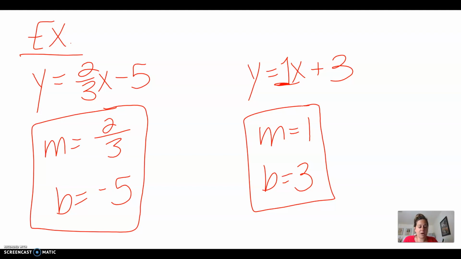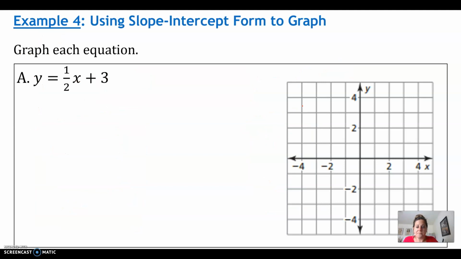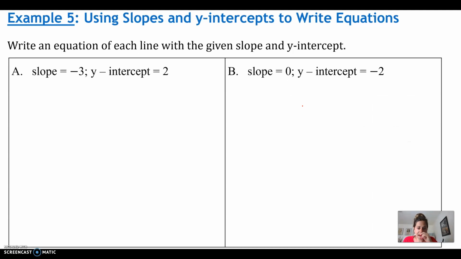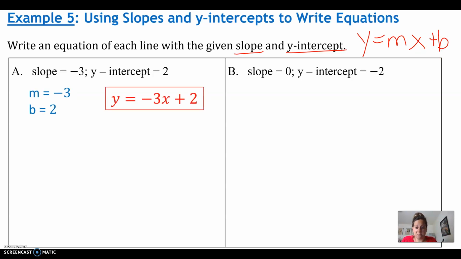The last part of the lesson is when I give you your m and b and you write me the equation. Again, extremely easy. For this one, you're going to write me an equation of the line with the given slope and y-intercept. So your answers need to be in y equals mx plus b form. First thing you should do, give me your m, give me your b, and plug them in. So this is your y equals mx plus b.